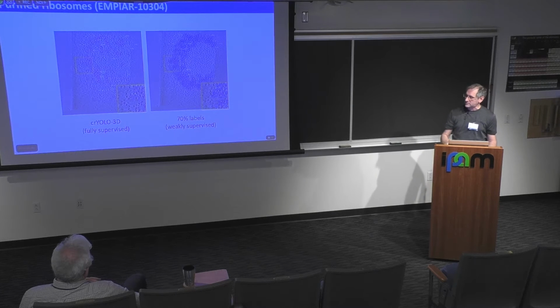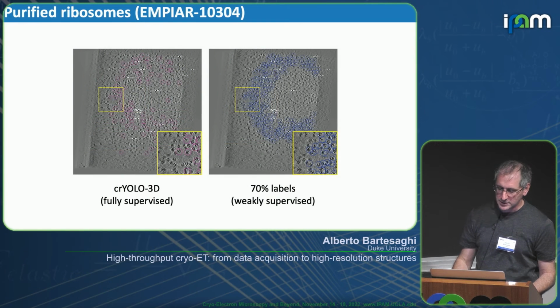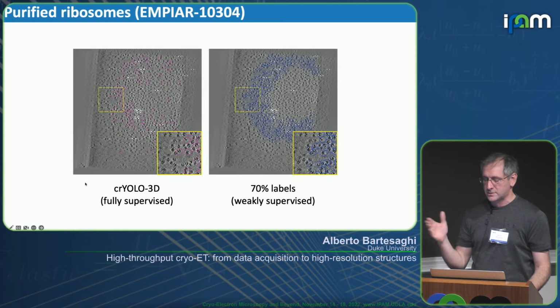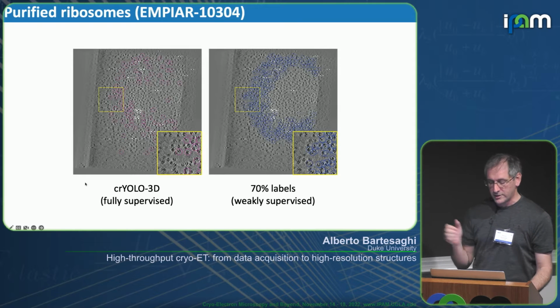So this is one from the same one I showed before. These are purified ribosomes. This is from MPI 10304. And there is a comparison here with Cryo-3D, which is sort of an extension of a model that uses the YOLO model that was developed for 2D. And then there was an extension done for 3D.